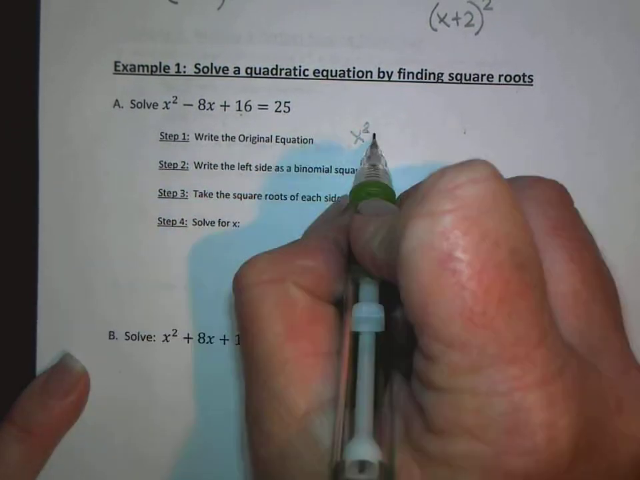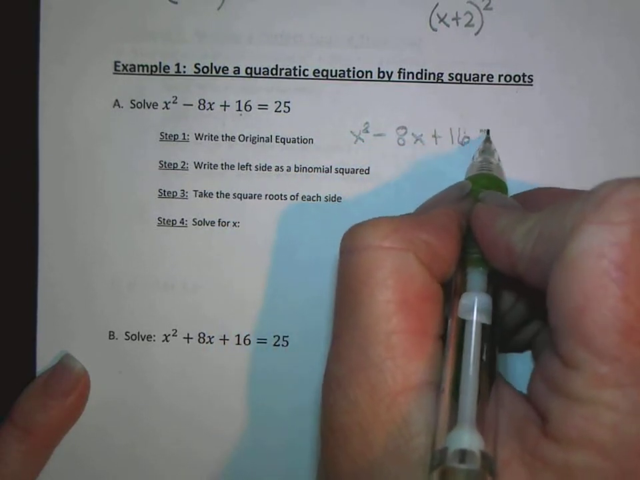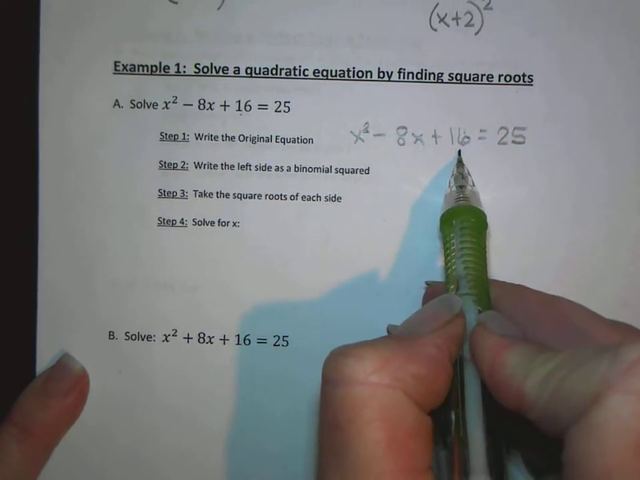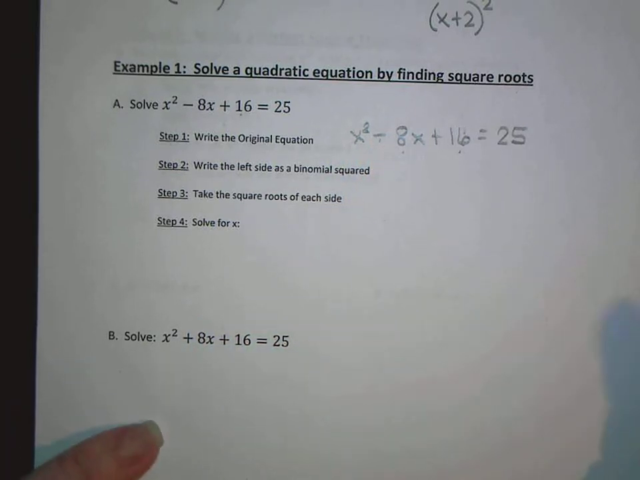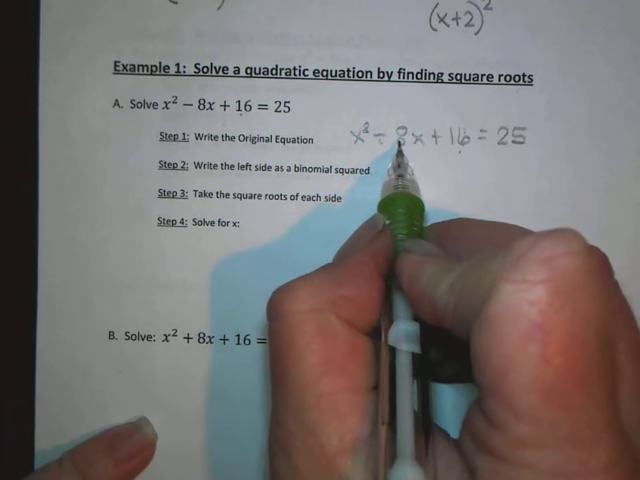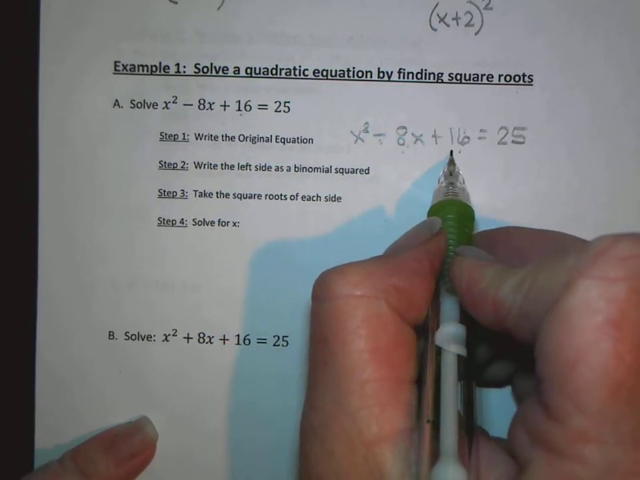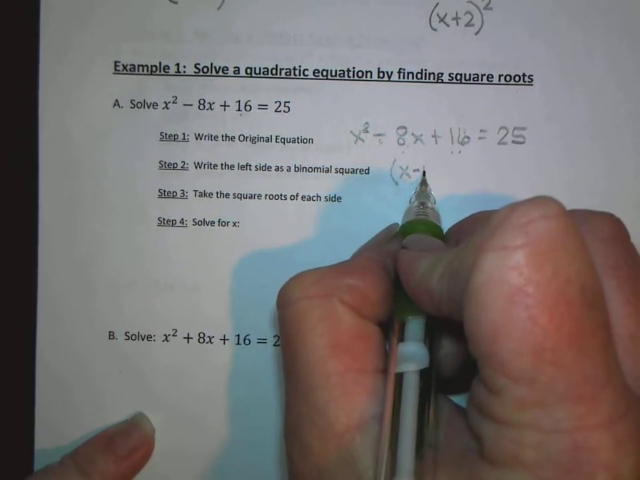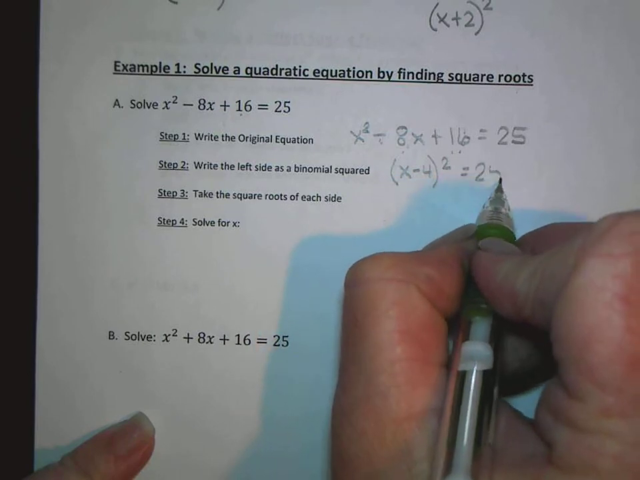So step 1, write the original equation. All right. Now, how do you get 16? It's 4 times 4. But then what would those 4s have to be in order for the middle to be negative? They would have to be negative 4, because negative 4 plus negative 4 would give you negative 8, and negative 4 times negative 4 would give you positive 16. So the side is a binomial squared. You would say x minus 4 squared equals 25.